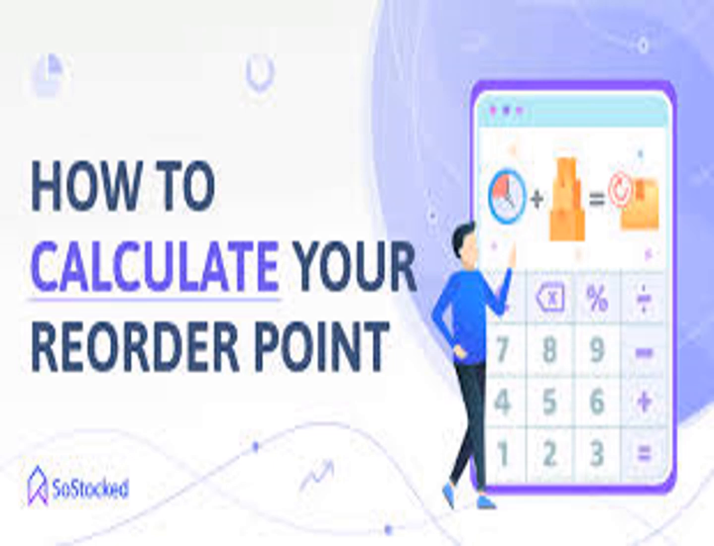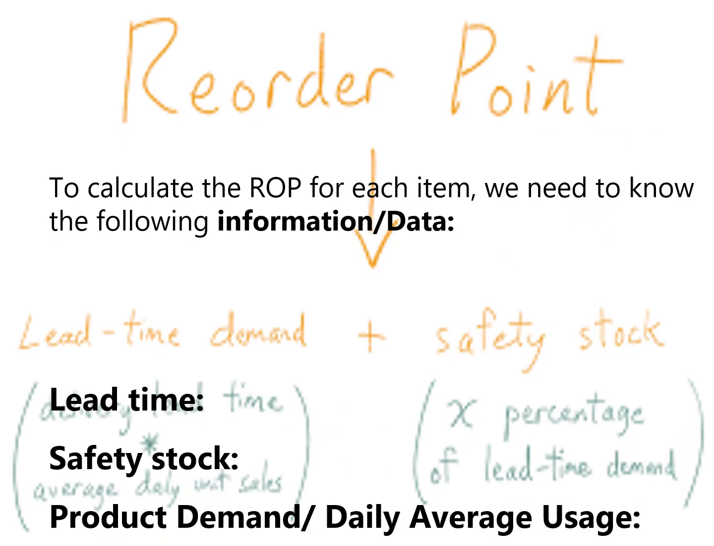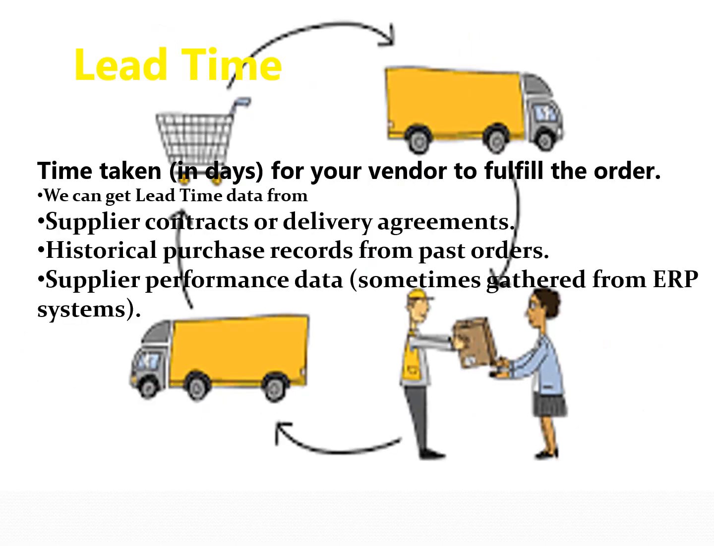So we need to know when to order each item in our inventory separately because different items have different sell-through rates. To calculate a reordering point, we need to know the following information or data. The first one is the lead time, then what is the safety stock we need, and then we have to know the daily average usage of that particular product. Now let's discuss this one by one, what they are and where we will get that information from.